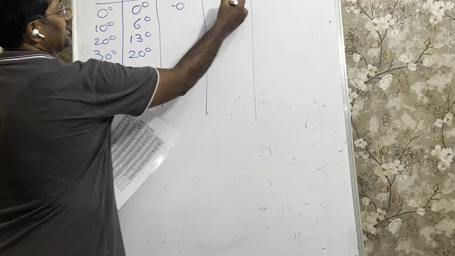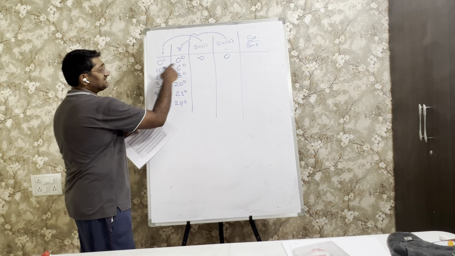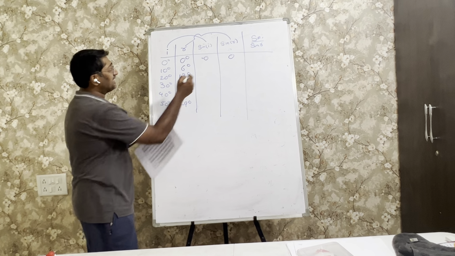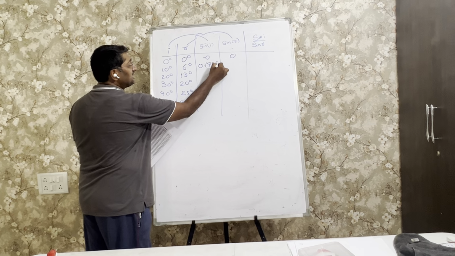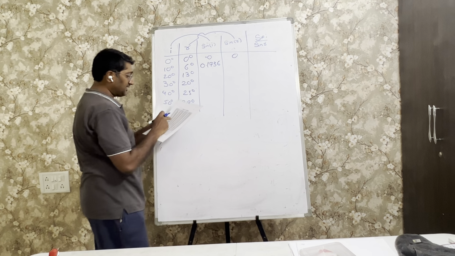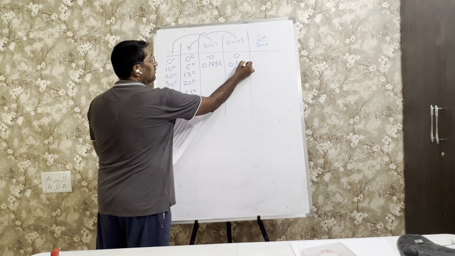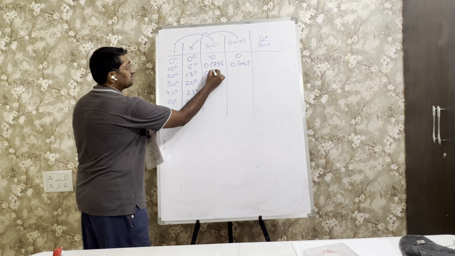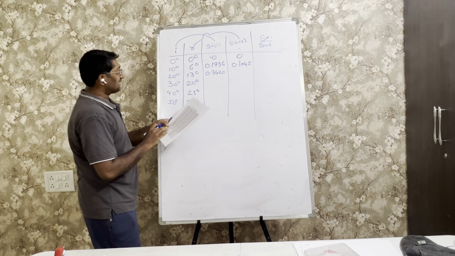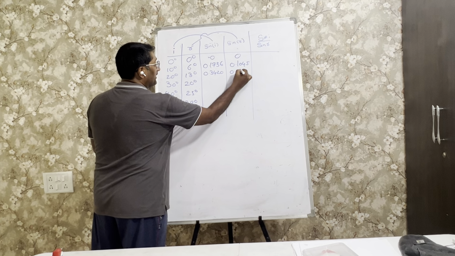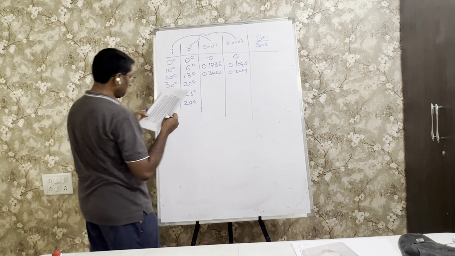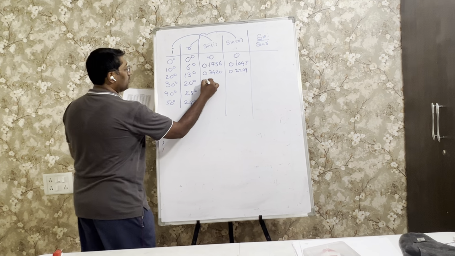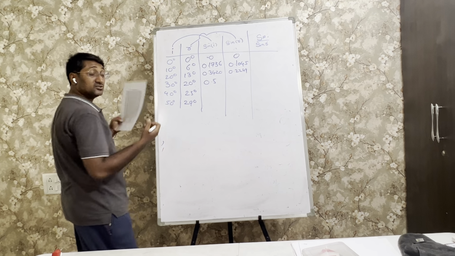Now for 0, it's 0. For sine 10 degrees, here you have to write the sine value. Here you have to find the r value, sine r value. Sine 10 degrees is 0.1736 and sine 6 degrees, I have to write it here, that is 0.1045. Next, sine 20 degrees is 0.3420 and sine 13 degrees is 0.2249. Few more, sine 30 degrees is 0.5, that is sine of 30 is half, as you are already familiar with.